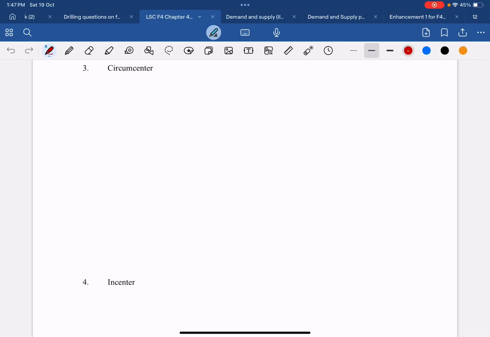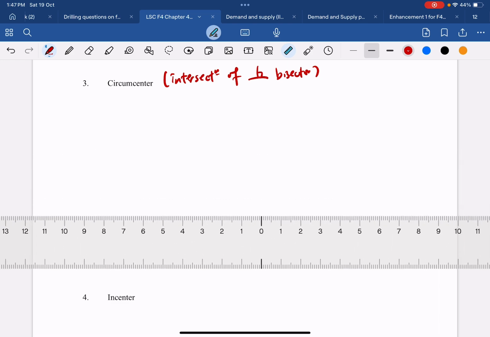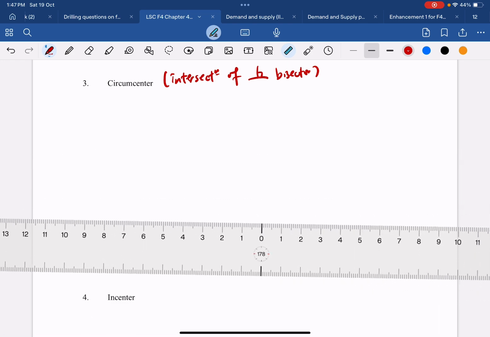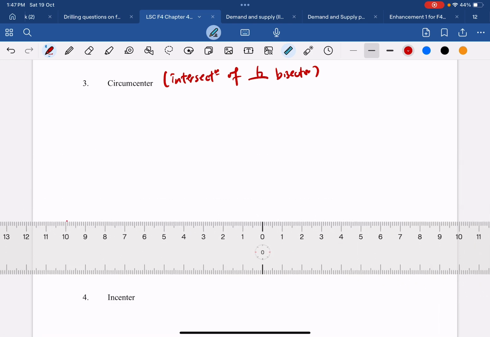So now let's go to the circumcentre. We talked about the orthocenter last lesson. Today we are focusing on circumcentre, which is page 22 of your notes. Circumcentre is the intersection of perpendicular bisectors. Okay, so again, let's try to draw a diagram.